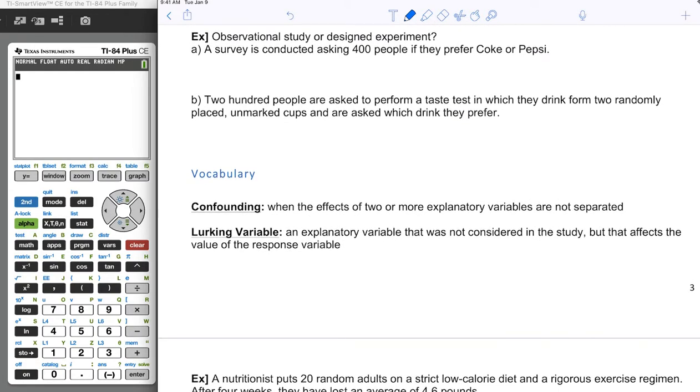In this example, we're being asked to decide if what's given is an observational study or a designed experiment. Part A, a survey is conducted asking 400 people if they prefer Coke or Pepsi. If it's a survey, that's something that's very passive. We would consider that to be an observational study.